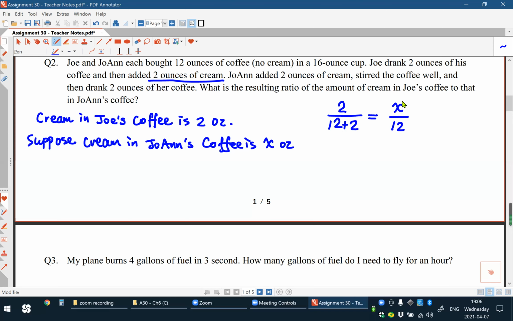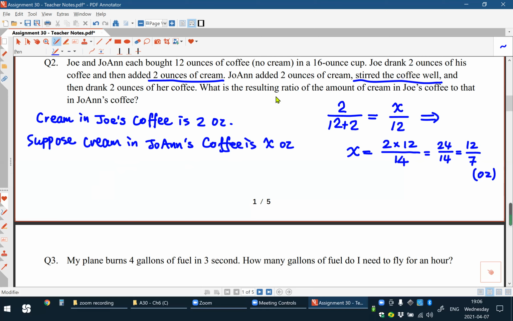The ratio of the cream in the coffee remains constant because it says here, she stirs the coffee well. So according to this, we can solve X is 2 times 12 over 14, which is 24 over 14, which is 12 over 7 ounces, right? Okay, we can just leave the ratios here.